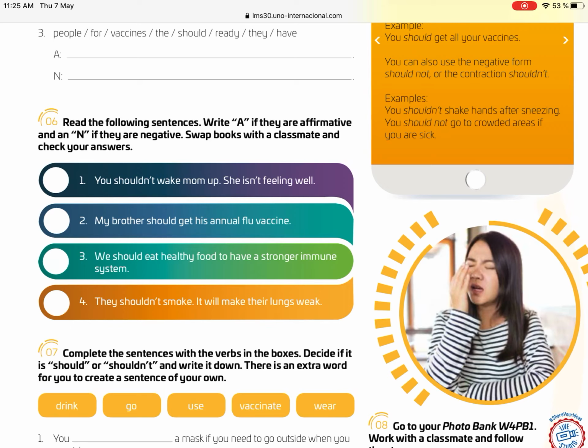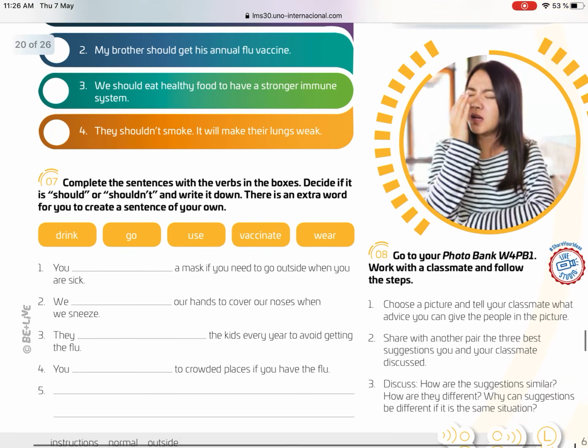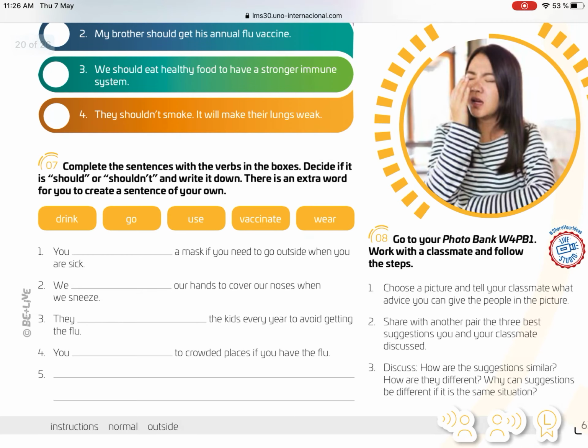Number 6, read the following sentences, write A if they are affirmative and N if they are negative, swap books with a classmate and check your answers. As you can see here, points 1, 2, 3, and 4 include the word should. So please be careful to put whether it is an affirmative or a negative sentence. It's very clear. I know you know how to do this one.